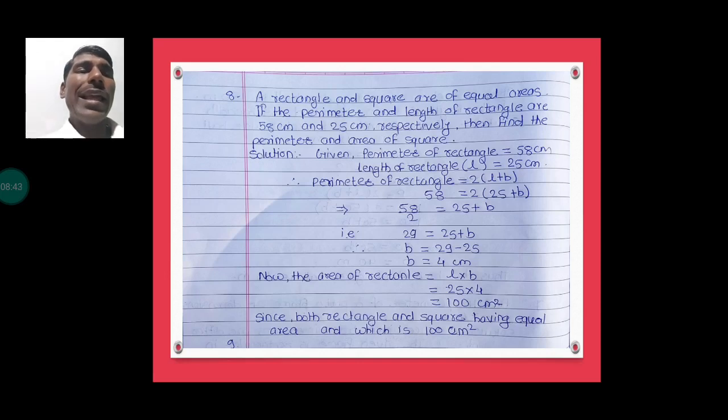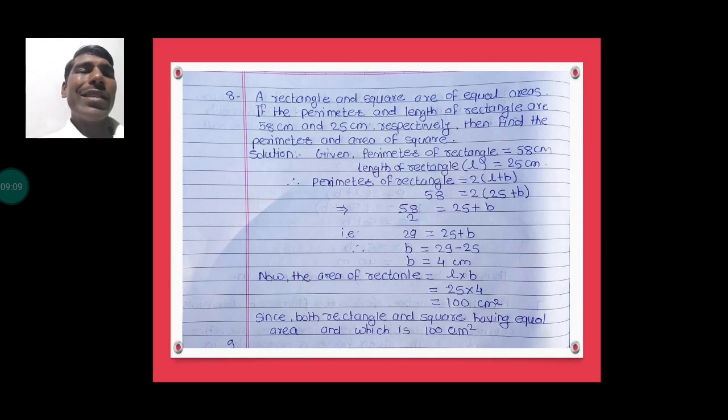Now, the area of a rectangle is equal to L into B. You know very well, what is the area of a rectangle? The area of a rectangle is given by the formula length multiplied by breadth. So the value of L is 25 and the value of B is 4. Substituting these values in the given formula, we get 25 4s are 100 centimeter square.